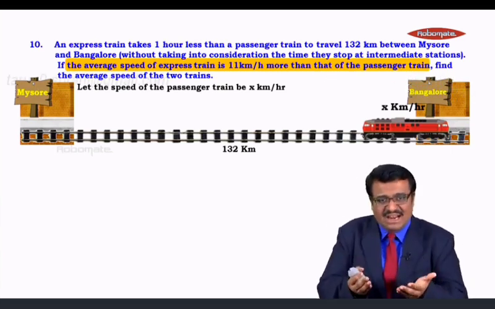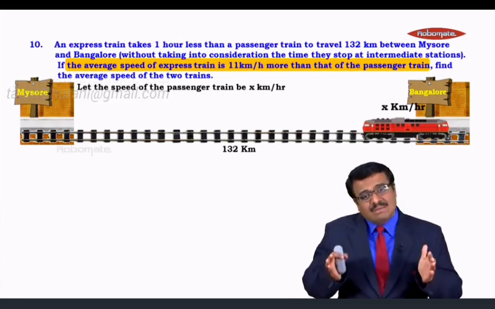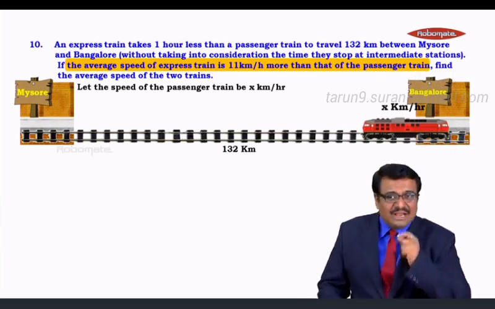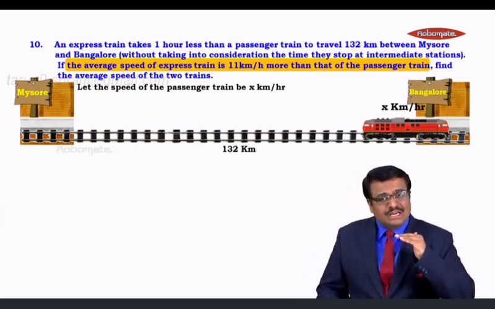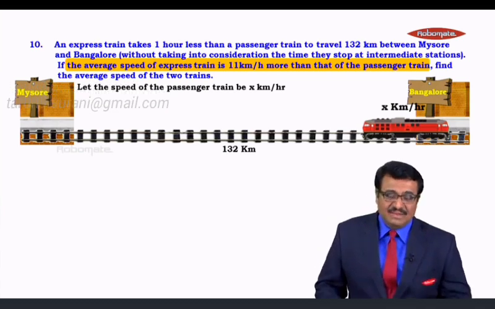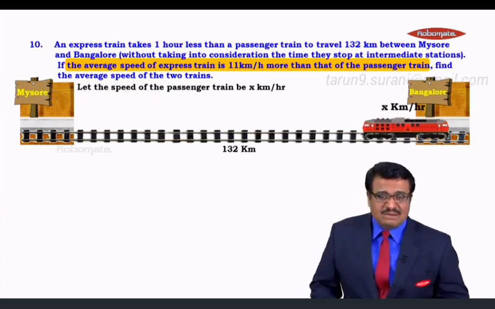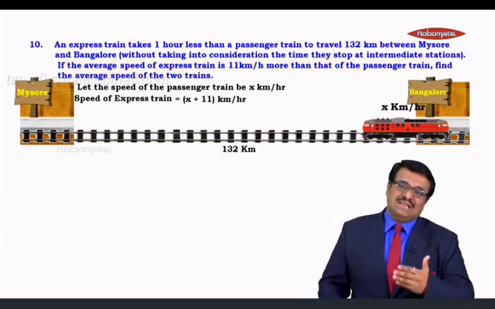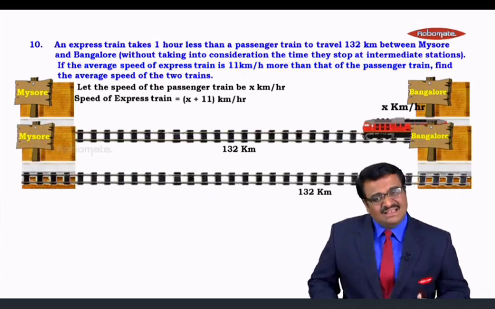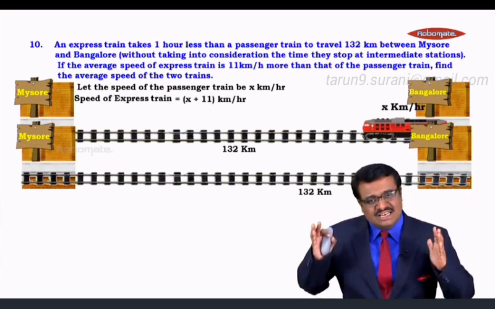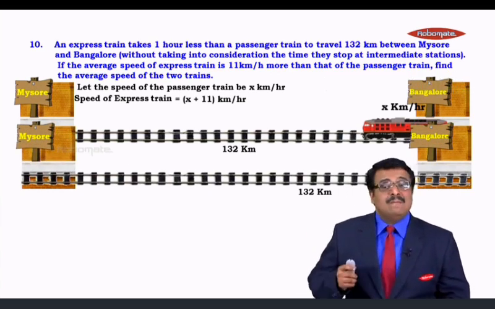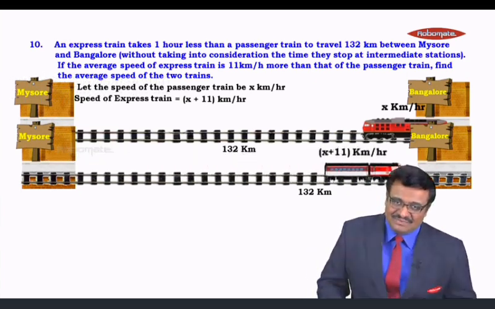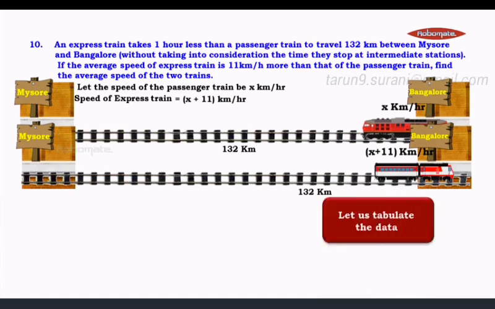Now, next we are going to consider one express train. Earlier we considered the passenger train, now we are going to consider one express train running between the same two stations, Mysore and Bangalore. It is said that the average speed of the express train is 11 kilometers per hour more than that of the passenger train. So if the speed of the passenger train is x kilometers per hour, the speed of the express train is 11 kilometers per hour more, means it will be x plus 11 kilometers per hour. The journey is between the same two stations, the distance is 132 kilometers only, but now it is an express train and it will travel with the speed of x plus 11 kilometers per hour. Now, this is the situation given.